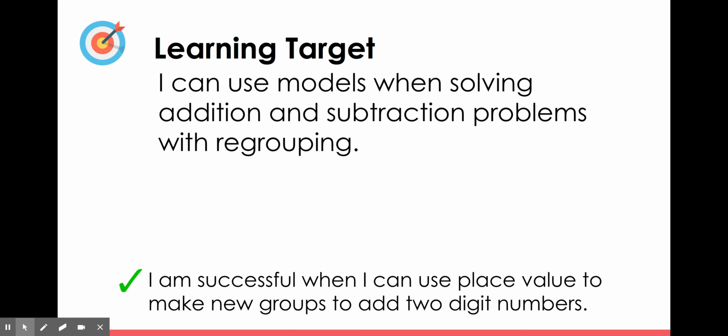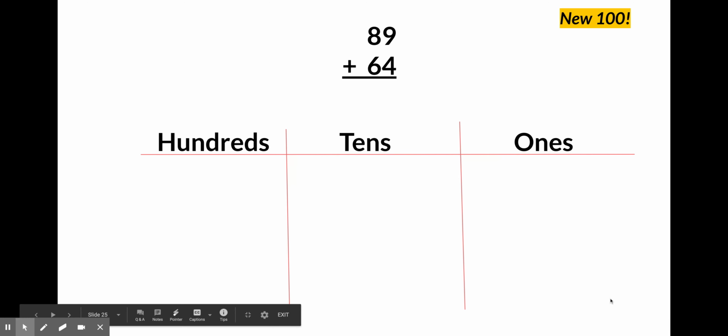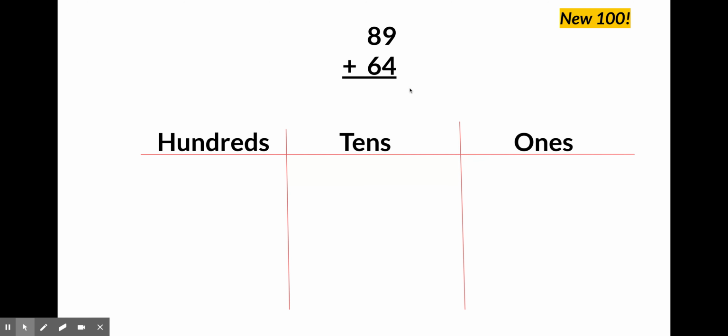Our learning target is: I can use models when solving addition and subtraction problems with regrouping. And your success criteria is: I am successful when I can use place value to make new groups to add two-digit numbers. I'm going to solve this problem, and I want you to pay close attention to how I solve it using this place value strategy and how I use each step in the standard method.